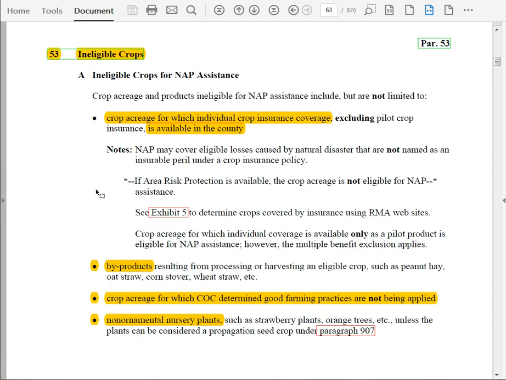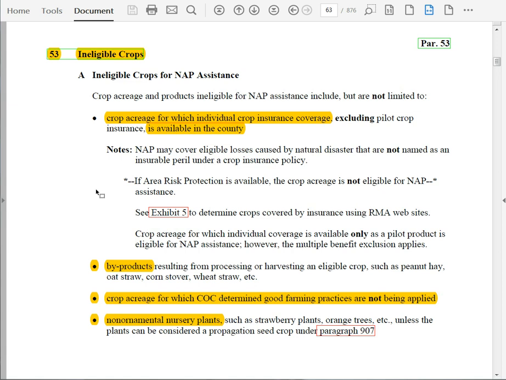There are also some crops which are considered ineligible for NAP coverage. As this is the non-insurable crop disaster assistance program, you might have guessed that insured crops would be at the top of the list. Additionally, byproducts of crops are ineligible. An example might be corn stalks sold as decorations after the corn has been harvested.